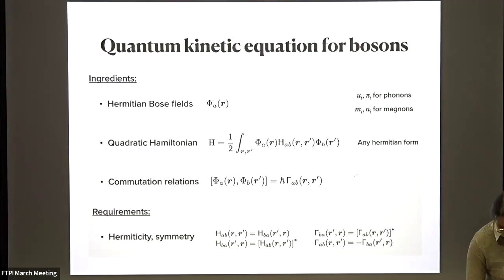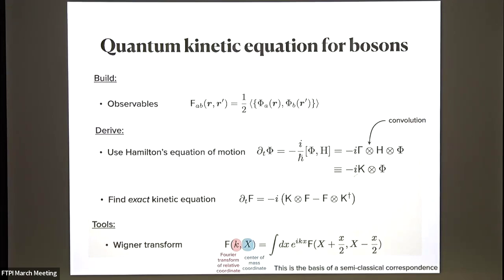Then you build the observables. You look at the two-point function observables, and these kinds of objects are sometimes called the density matrix. It's not just actually density, it could be any A and any B, so the UU, UP, PP correlation functions. Then you use Hamilton's equation of motion. If you do this, you end up with the equation of motion for the operators phi related to a convolution between K, which is gamma H, with this phi. And you can find an exact kinetic equation. This is a definition of a kinetic equation for the Fs.